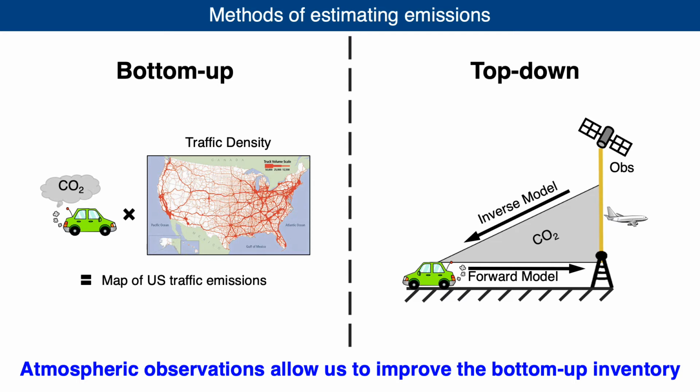Briefly, we use a transport model to simulate what our measurements should see, and then scale the emissions so they best fit the observations. This top-down method is often used in conjunction with the bottom-up method, that is to say, we use the bottom-up estimate as the starting point and then try to find where the bottom-up is over or underestimating emissions.